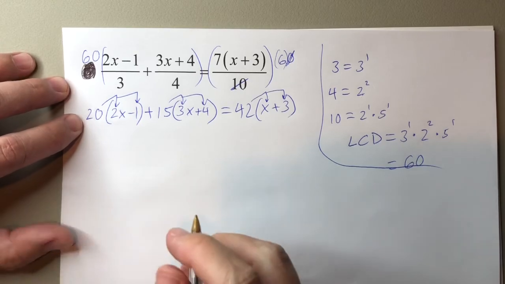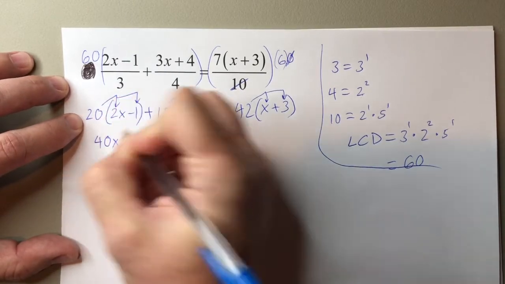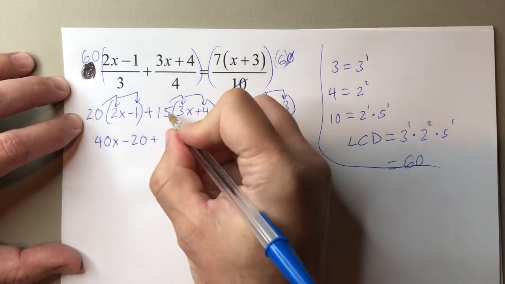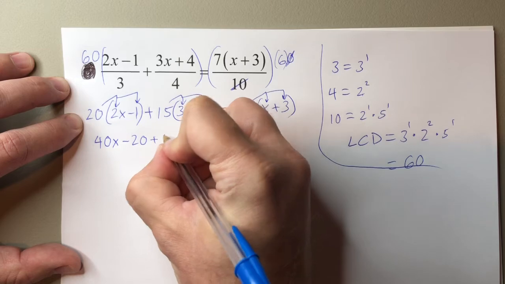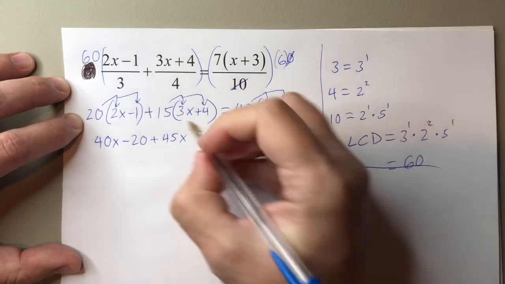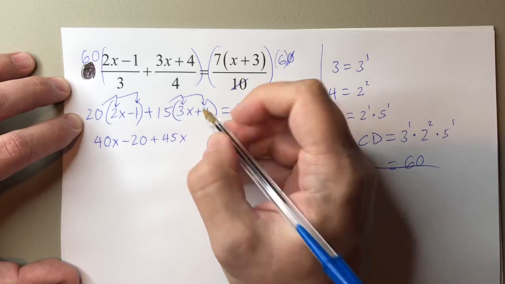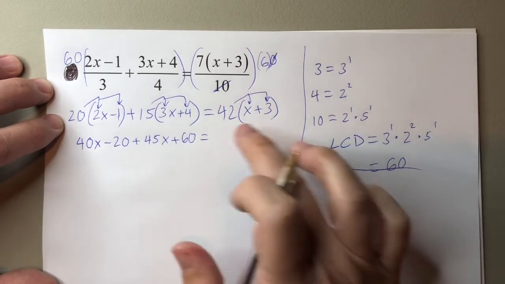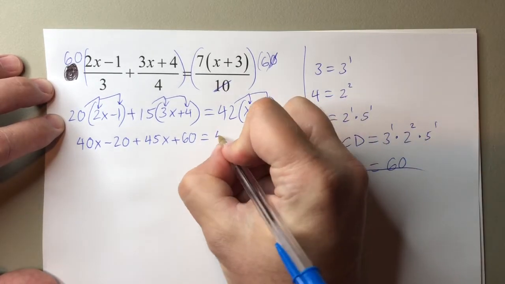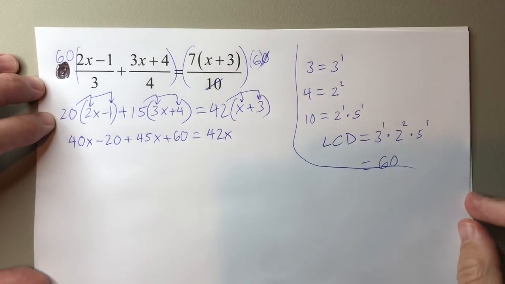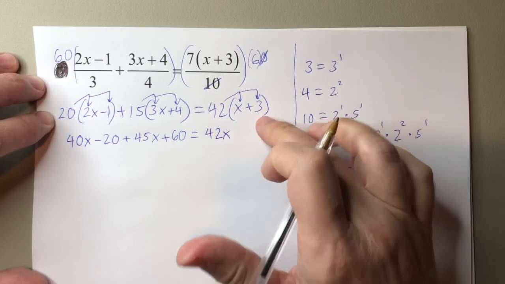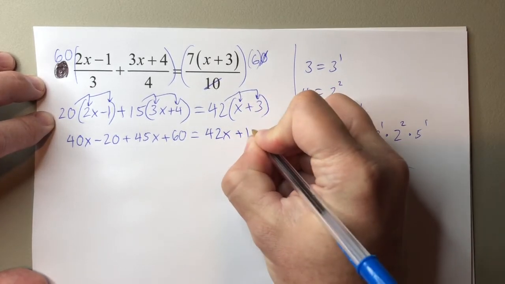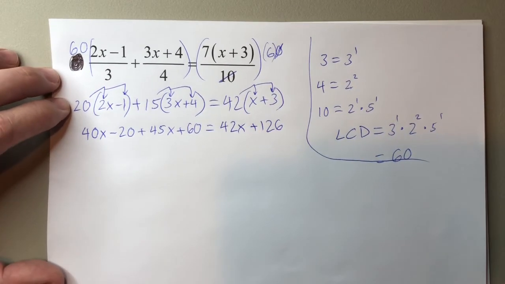So here we go. 20 times 2x, that's 40x. 20 times negative 1, that's negative 20. 15 times 3x, that's 45x. 15 times plus 4, that's plus 60. And now on the right-hand side, we have 42 times x. That is 42x. And then we have 42 times 3. Again, you're allowed to use your calculator. That's plus 126.